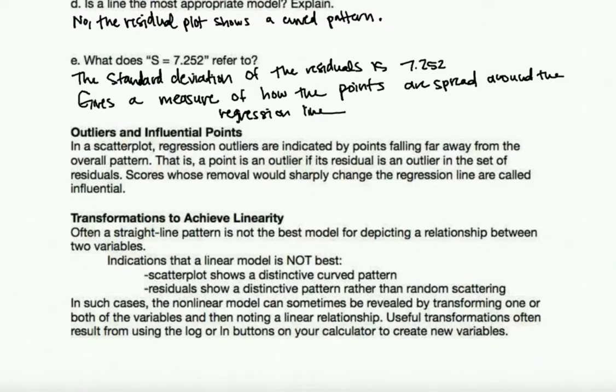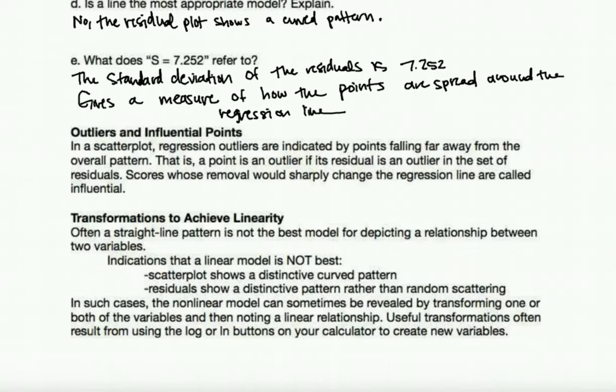Outliers and influential points. In a scatter plot, regression outliers are indicated by points falling far away from the overall pattern. That is, a point is an outlier if its residual is an outlier in the set of the residuals. Scores whose removal would sharply change the regression line are called influential. Remember, when we talked about this in chapter 3, we would have points way far up in the top corner or in the lower bottom corner, and they would pull that regression line in their direction. By eliminating those points, it evens out your regression line a little more and gives you a better idea of what an actual prediction line would look like.